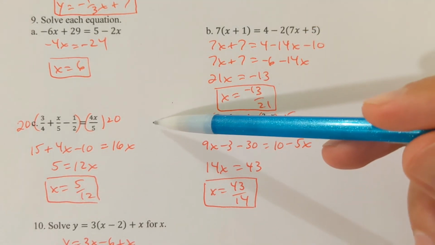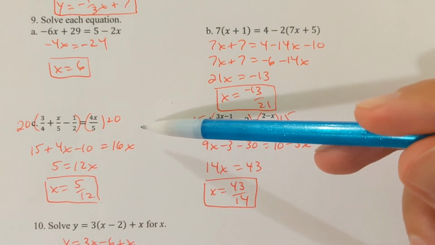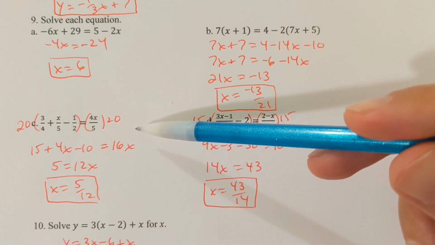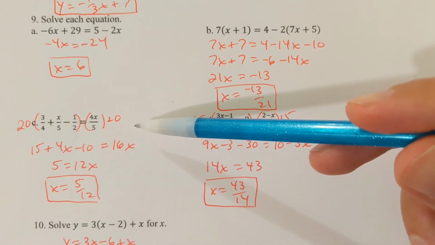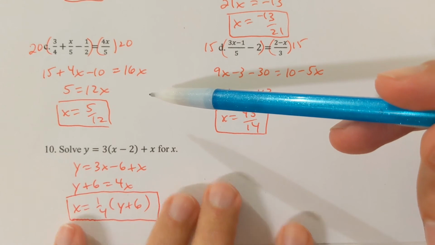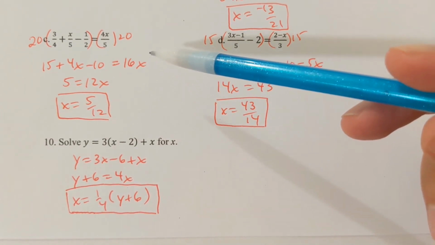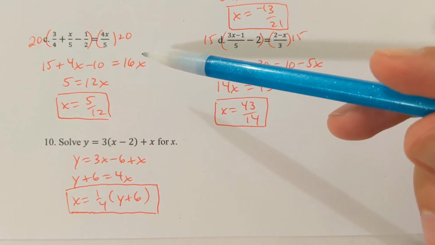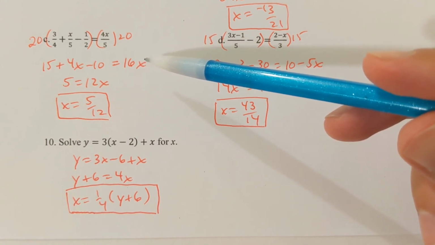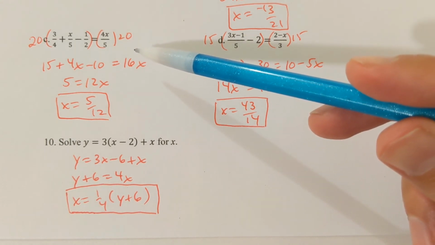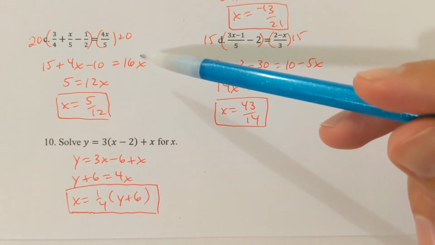Okay. Down here, y is equal to 3/4 plus x over 5 minus 1/2 equals 4x divided by 5. Multiply by 20 on both sides there. And the reason why I'm using 20 is because 20 is the lowest common denominator for 4, 5, and 2. So if I multiply both sides by 20, I should get rid of all the denominators.